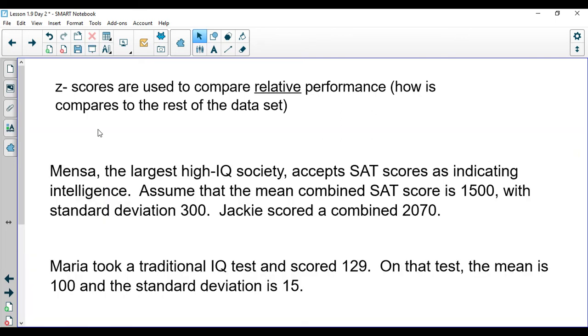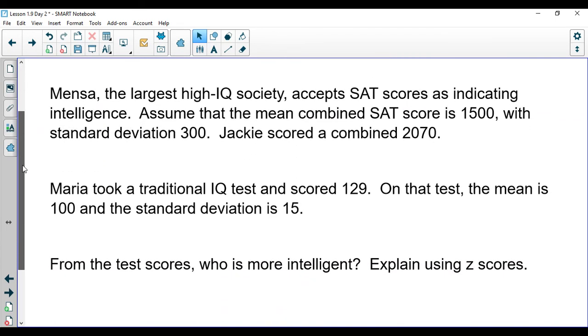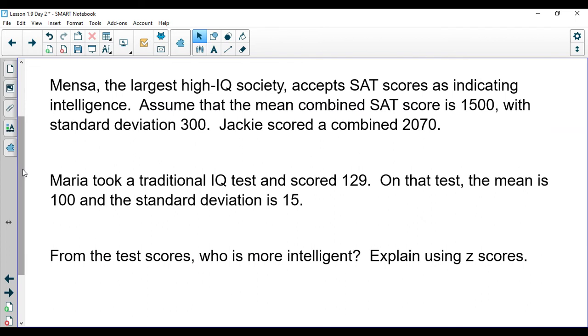So let's try another example. Here's the example in this one. Mensa. You may have heard of Mensa before, but if not, that's the largest high IQ society. It's basically a club, but this society or club accepts two ways of indicating intelligence. They accept the SAT scores or the traditional IQ tests.